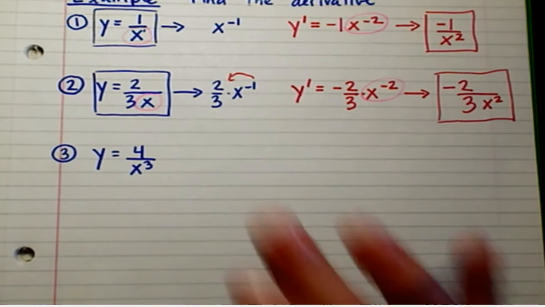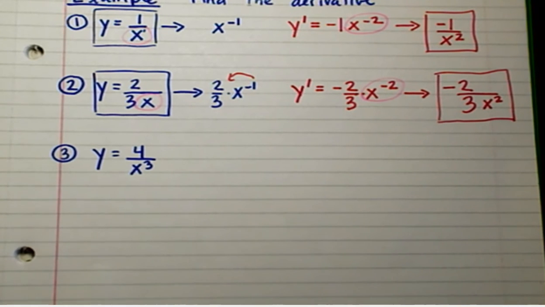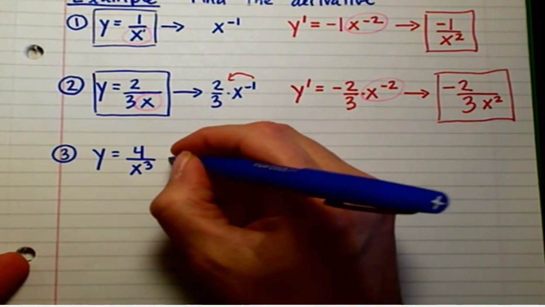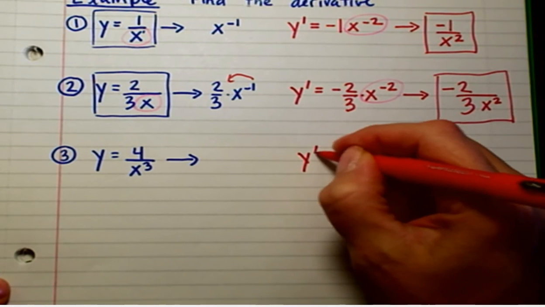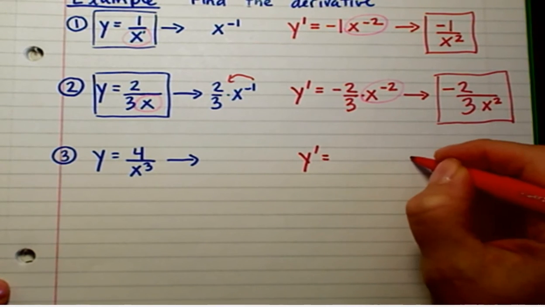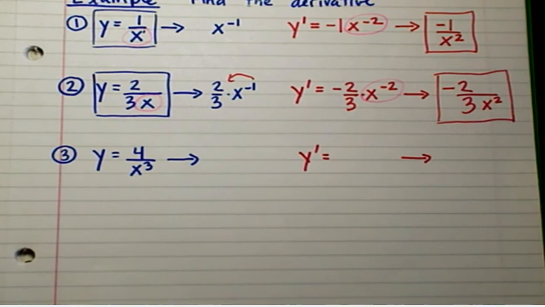All right, here we go. 4 over x cubed. This time you try it. I'll give you some blanks. We've got to rewrite it. We've got to do the derivative. We've got to rewrite it.